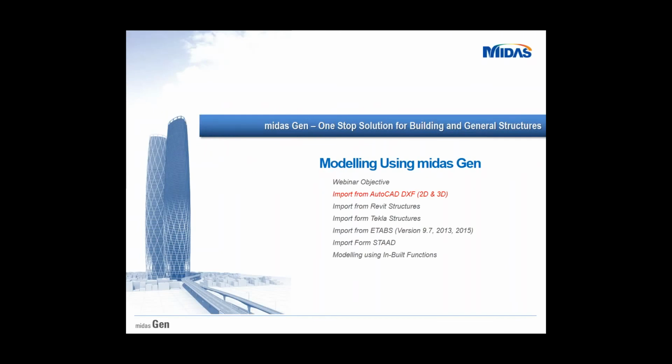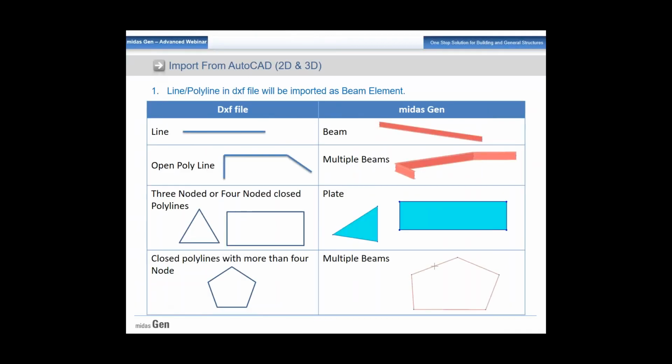So first, importing from AutoCAD DXF files. If you're importing from AutoCAD DXF, all the lines or polylines in a DXF file will be imported as beam elements. For example, if you have a straight line in AutoCAD DXF, it is imported as a straight beam element. And an open polyline, not closed, with multiple segments, will be imported as multiple beams.